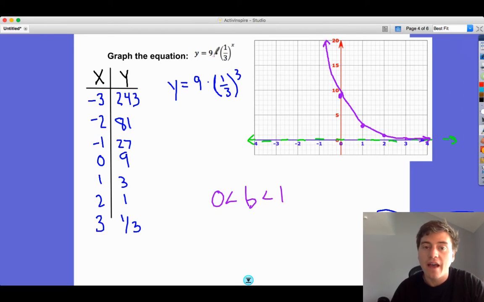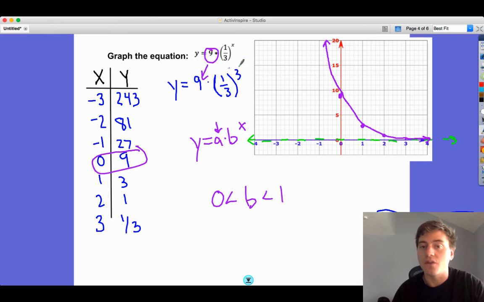We also know that a, in this case, y equals a times b to the x. A will be your y-intercept, and you can see that's what happened here. A 9 is the y-intercept here. We could have known that from the very beginning. Just something to notice.